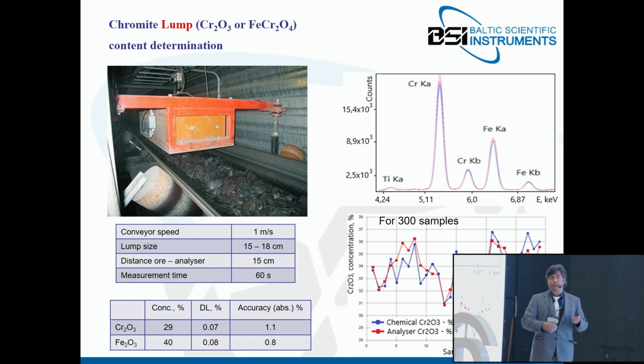So every 60 seconds, we obtain a spectrum like this one. We have the lines of the elements that we are interested in, and some others that are detected, in this case titanium. So we have the concentration for chromium and iron. The detection limits are 0.07 and 0.08, which allow us to have very good accuracy in the results. For 300 samples, we have a comparison of the results obtained in the laboratory with the analyzer, and we can see the agreement between the results is good.